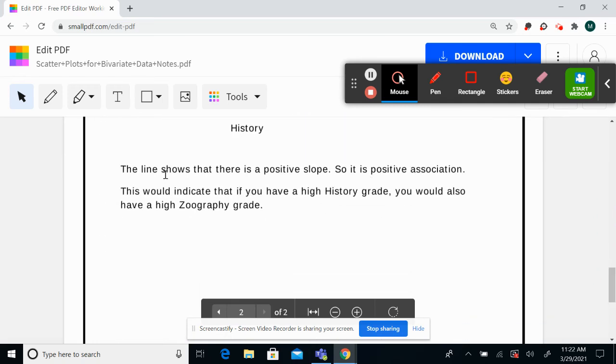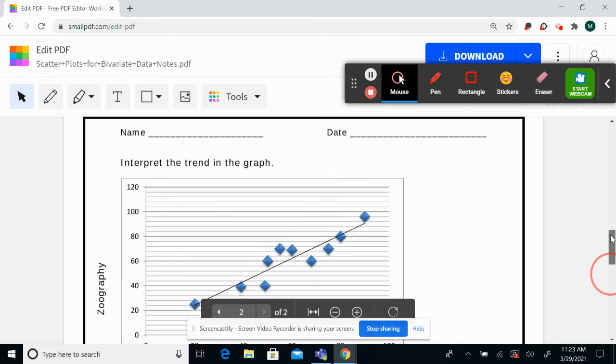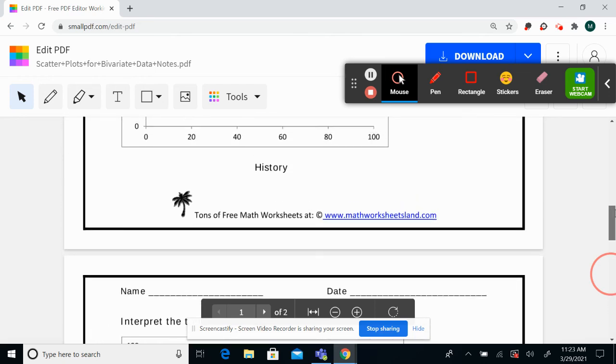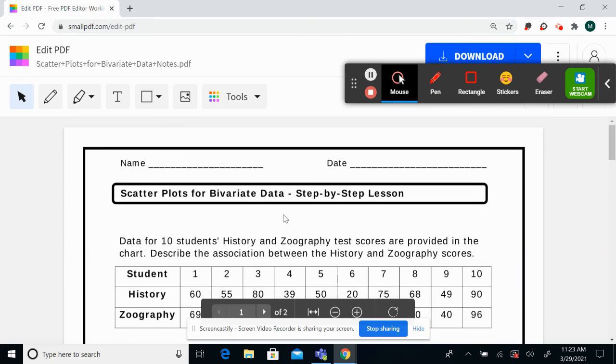All right. The line shows a positive slope, so it is a positive association. This would indicate that if you have a high history grade, you would also have a high zoology grade. So all we're doing this week is looking at the data and putting it on scatter plots and understanding the relationship between the two variables, or you can say bivariate data, right?